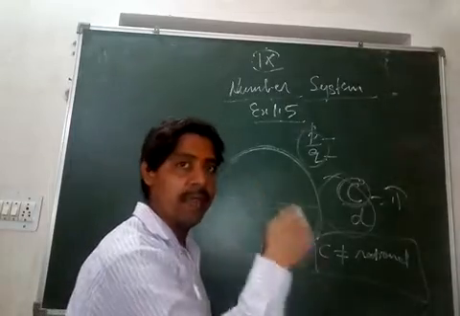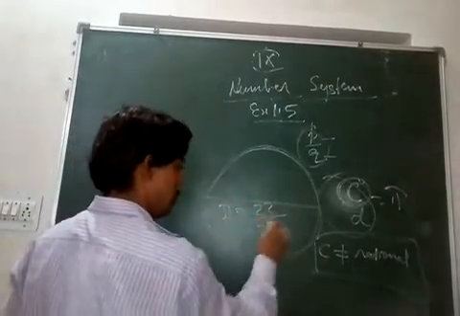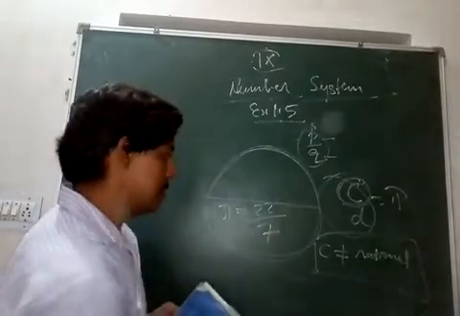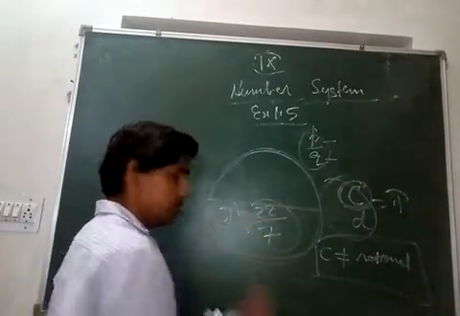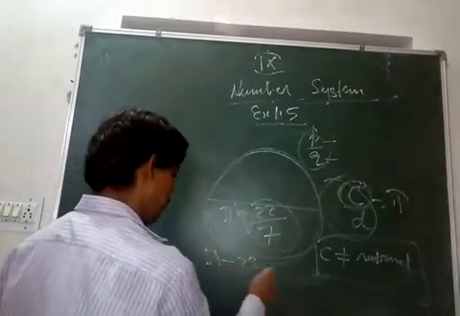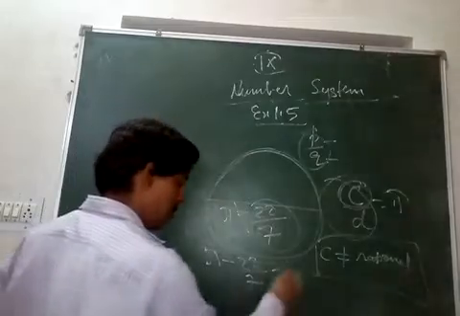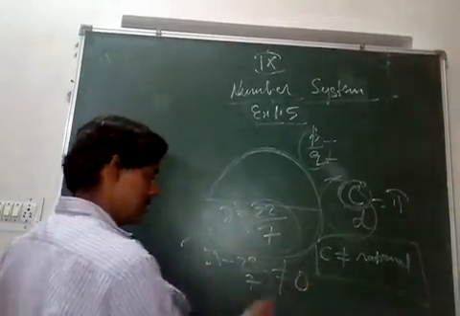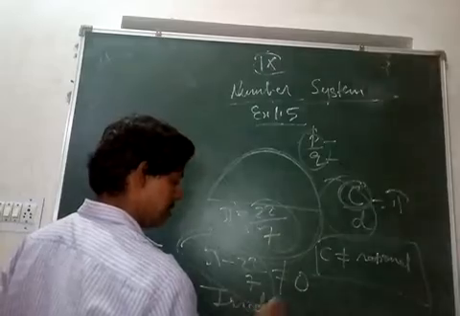Pi is an irrational number. So whatever value of pi you have studied till now, like 22 upon 7, this is not equal to pi. This is just an approximate value of pi. So whenever somebody asks you whether pi minus 22 by 7 is rational or irrational, this is not equal to 0, so this number pi minus 22 by 7 is definitely irrational.